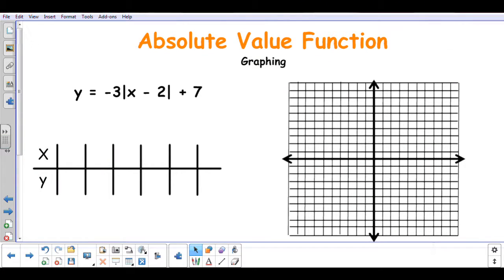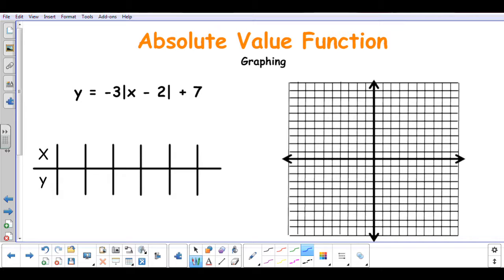When graphing an absolute value function, the first thing you want to start by doing is identifying where the vertex is located. So here in my example, I have -3 times the absolute value of x subtract 2 plus 7. Remember, the vertex is identified by how many left or right and up and down the graph is moved.